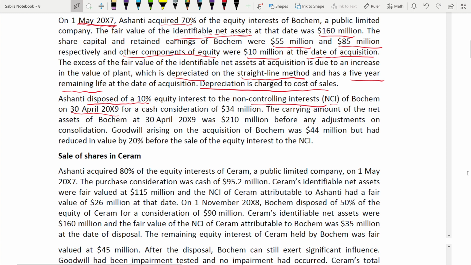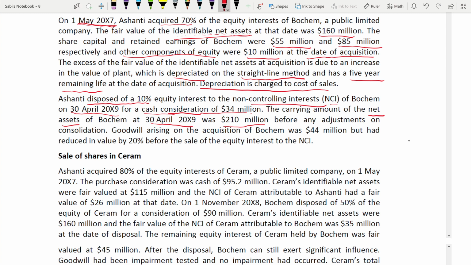For a cash consideration. So here they didn't give the fair value like they normally do. For the cash consideration of 34 million, the carrying amount of the net assets at the date of disposal is 210 million before any adjustments on consolidation. No adjustment has been made on consolidation. Definitely some adjustments have to be made on consolidation to the net assets, and it will change.